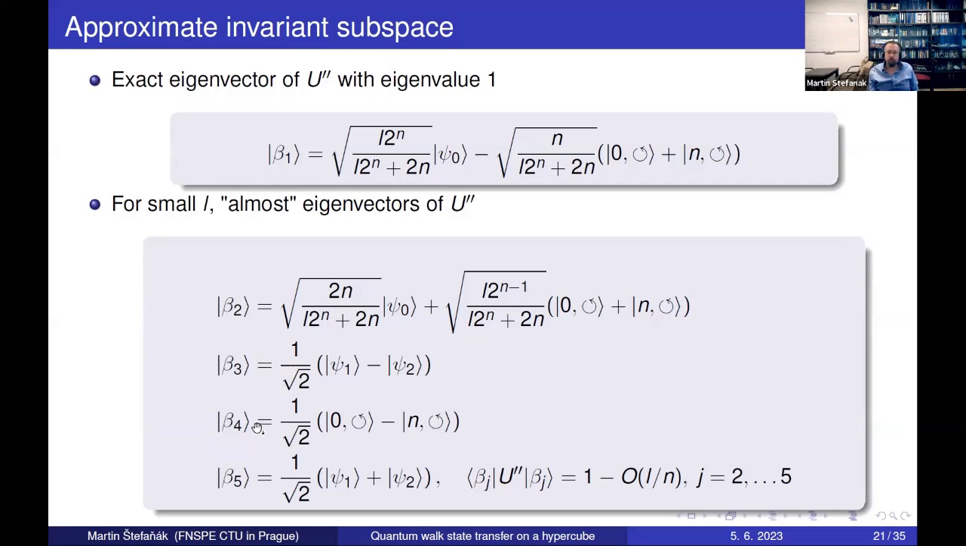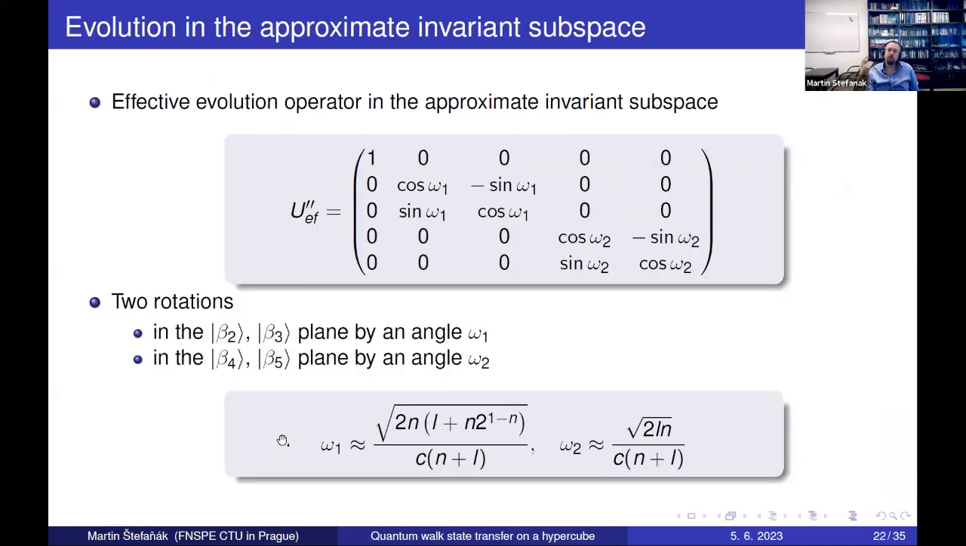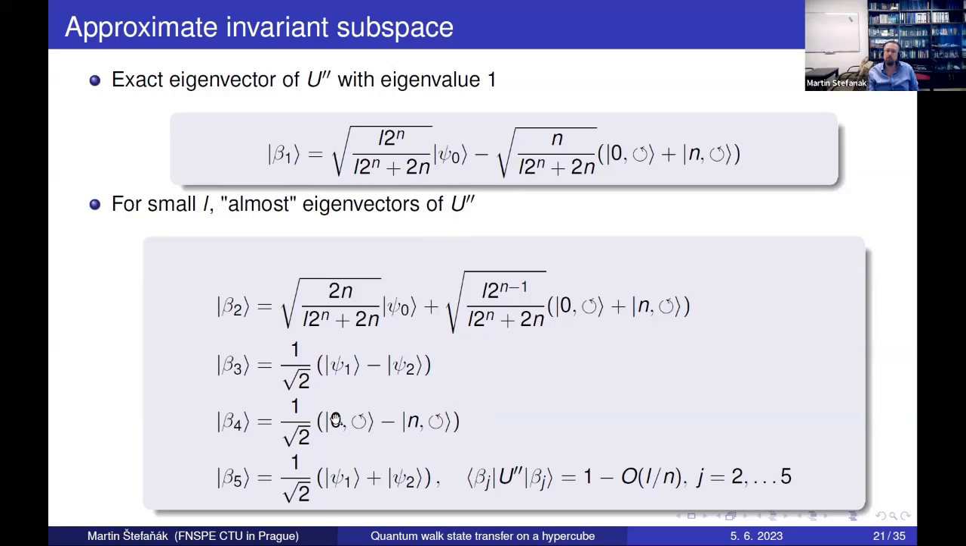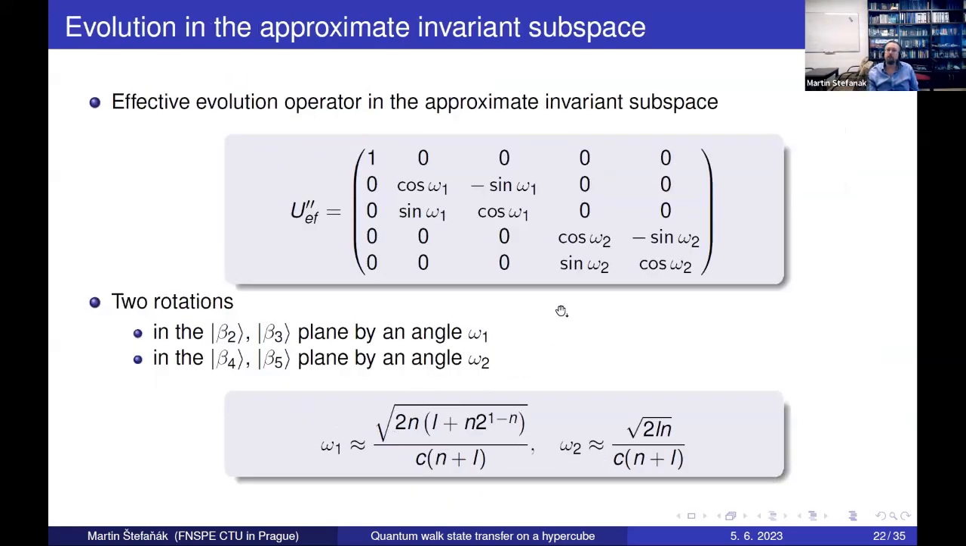Now the choice of the ordering that we have chosen here is such that it turns out that beta 2, beta 3 do not mix with beta 4, beta 5. So if you express this U double prime in this basis and you drop everything else, it's block diagonal. We have this stable state corresponding to eigenvalue one, and then we have two rotations. Rotation in the beta 2, beta 3 plane by an angle omega 1, which is given by this fraction, and a rotation in the beta 4, beta 5 plane by an angle omega 2. And these angles depend on the dimension of the hypercube and on the weight of the loop.